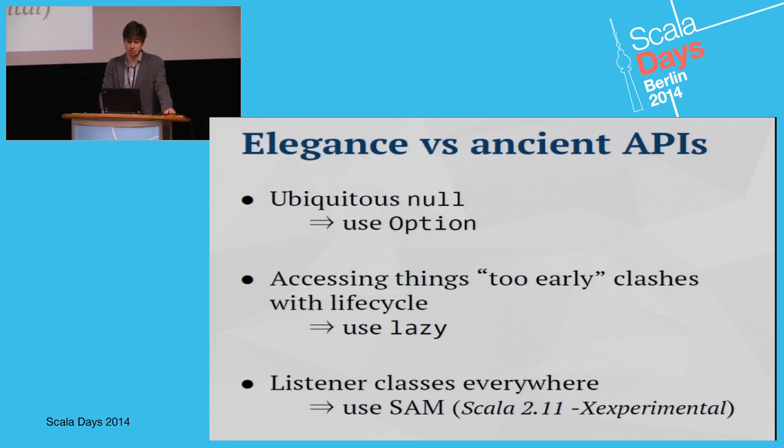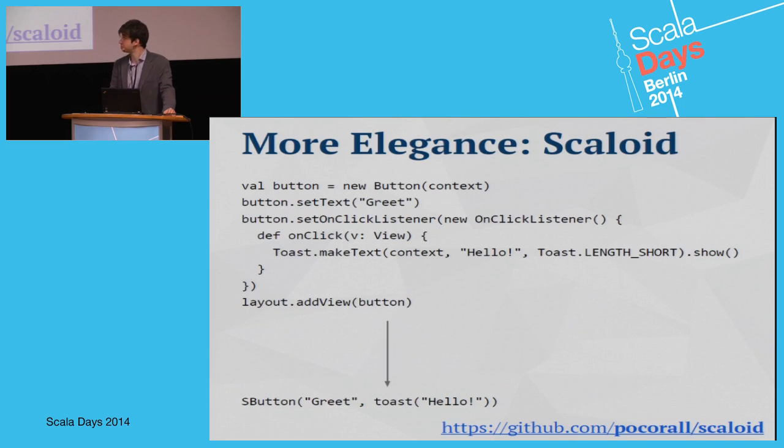And well, obviously you can also write a lot of implicit conversions to get a more streamlined Scala API. And there is a project called Scaloid, which already has most of these implicit conversions, so probably it's just easier to use that. And you can see that it gives you a really significant reduction of boilerplate.